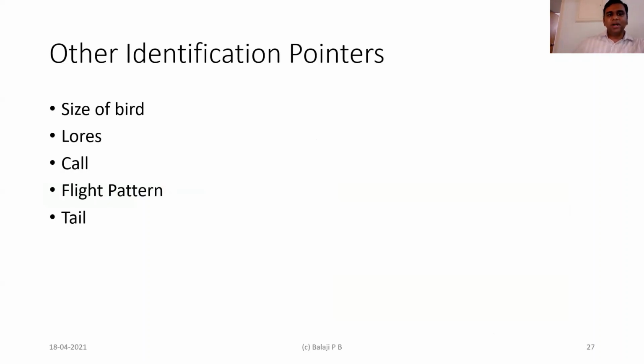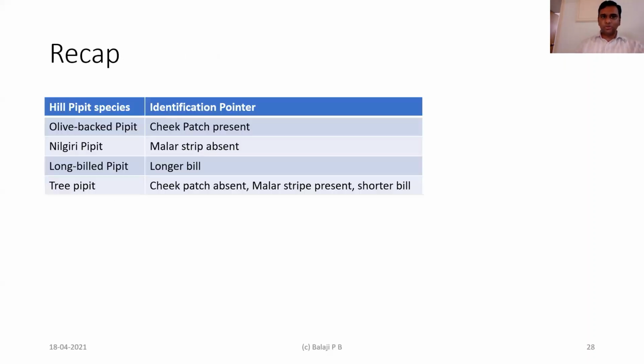So, we have discussed several identification pointers. Of course, the size of the bird, the lores, call, the flight pattern, and the tail length and things like that also contribute to identification. But as I said earlier in this presentation, we are trying to arrive at a very simplified process of identification. We are not trying to complicate it. This is meant for beginner to intermediate birders, and this is only restricted to pipits of South India. So I hope you found this useful.